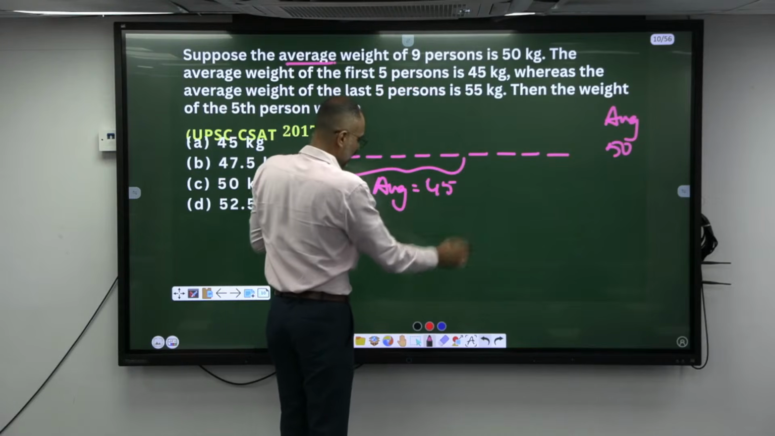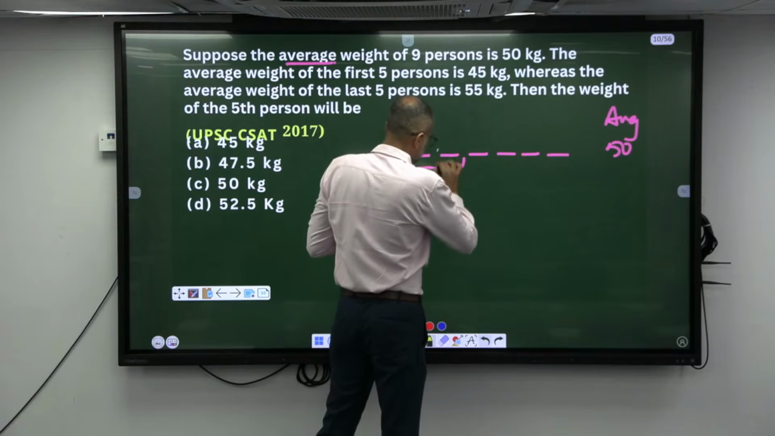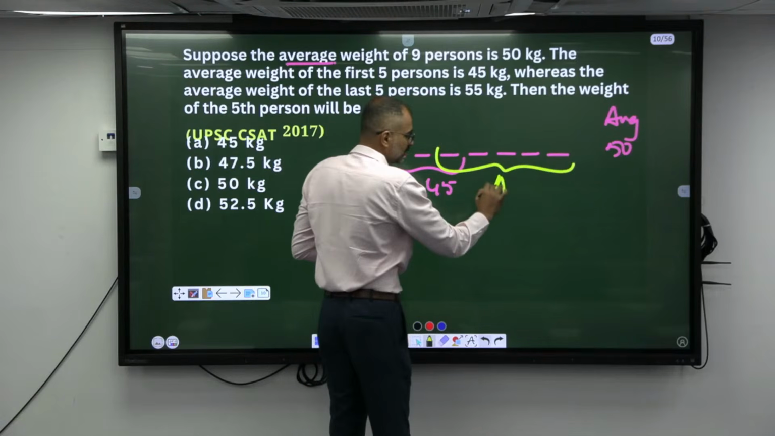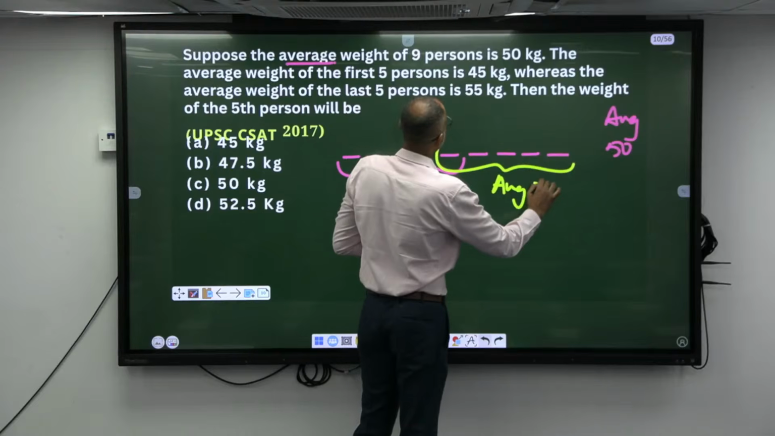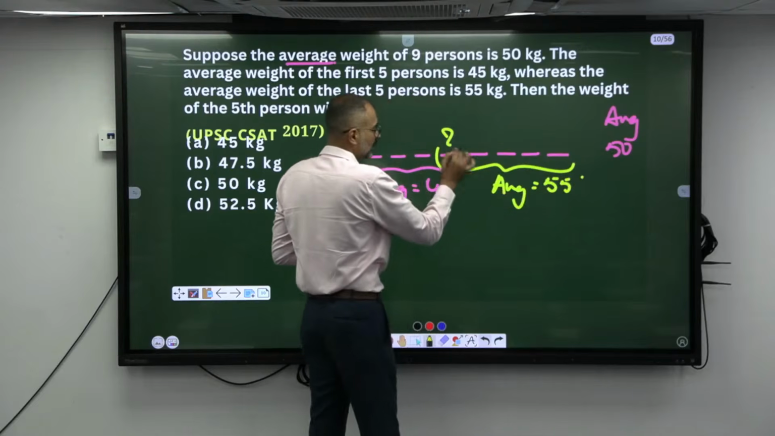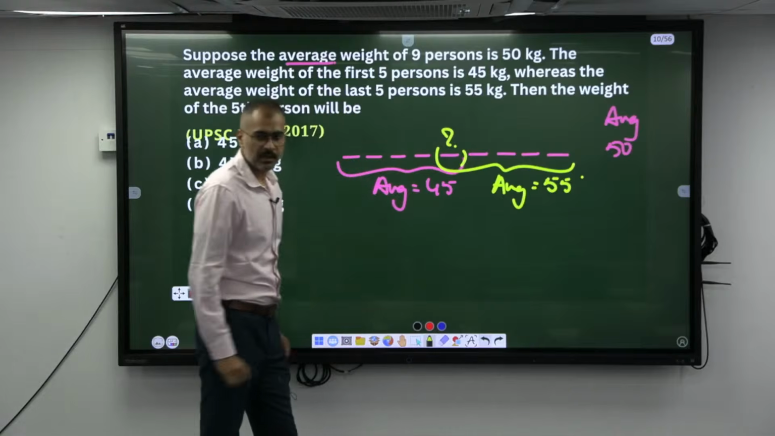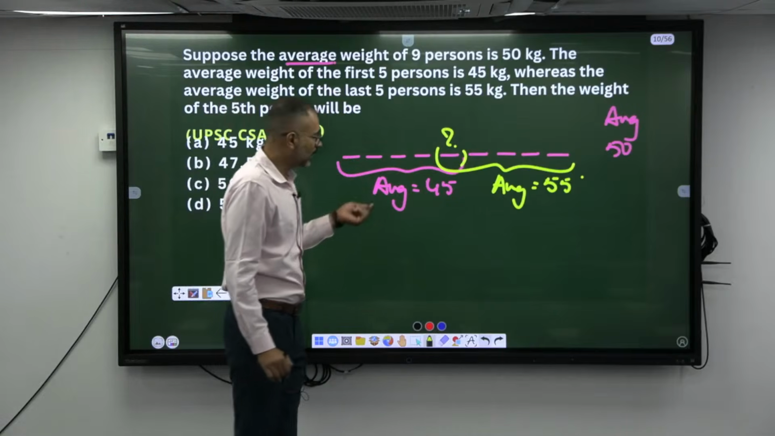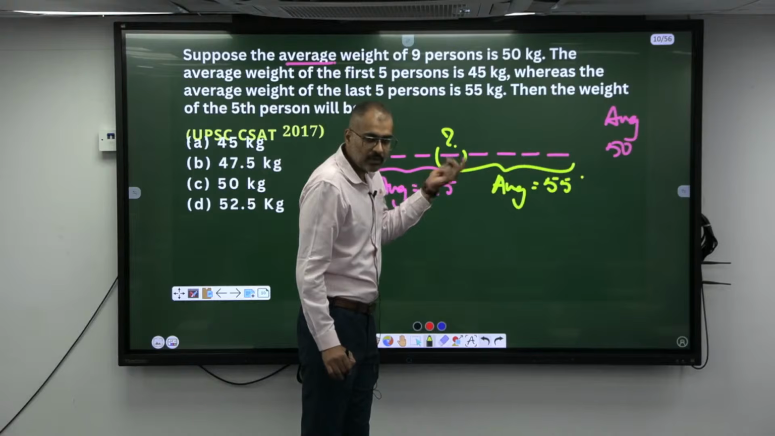45. If I take the average of these 5 observations, what is the average? 55. Can I find out this one? Yes, I can find out. Okay. How? Look here. This has been overlapped. This has been counted twice.